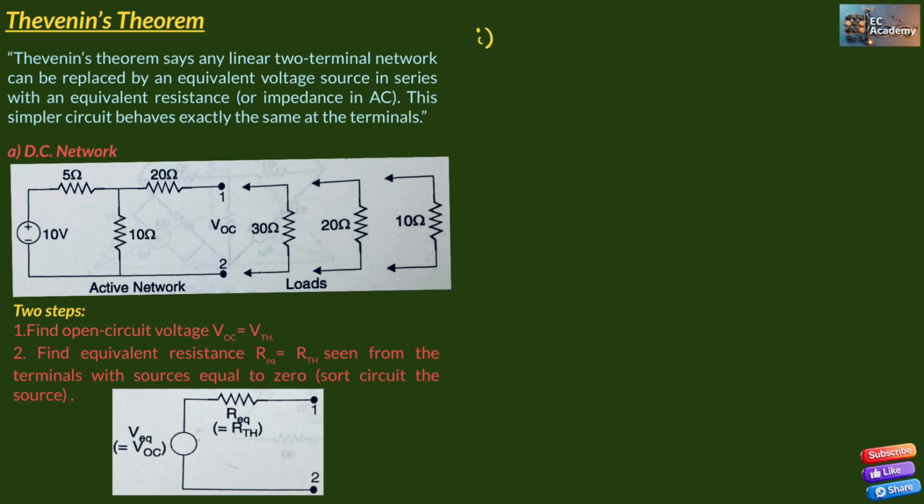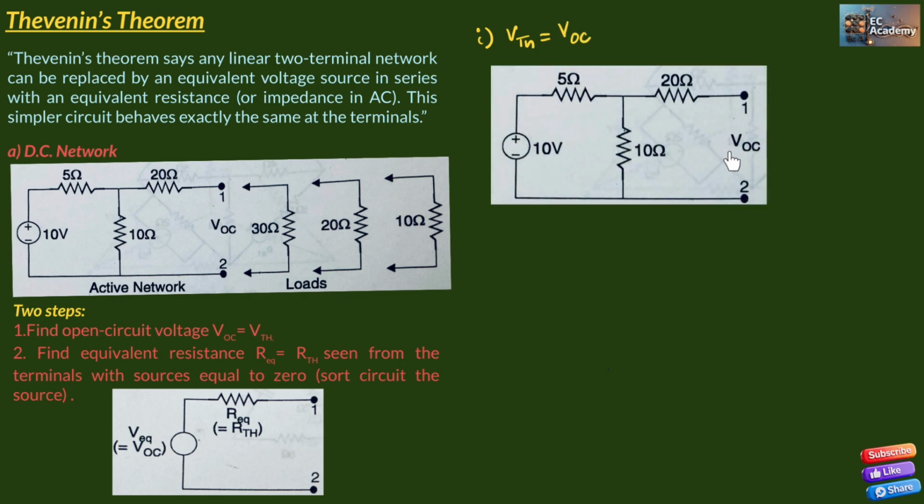First, let us find Thevenin's voltage, which is nothing but the open circuit voltage. Now we need to find the open circuit voltage between the terminals 1 and 2. This voltage is nothing but the voltage appearing across the terminals of the 10 ohm resistance. Since it is an open circuit, no current will flow through the 20 ohm resistance. That's why we can neglect this resistance and find VOC, which will be the voltage across the 10 ohm resistance. Now we can find VTH by using the voltage division rule.